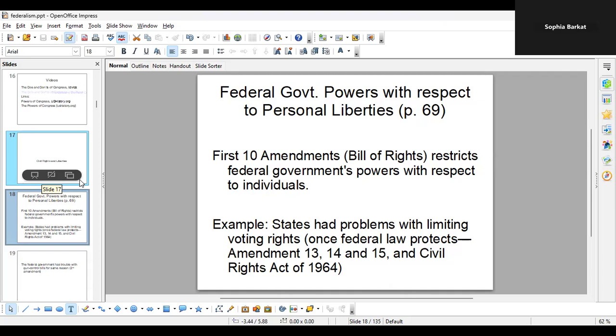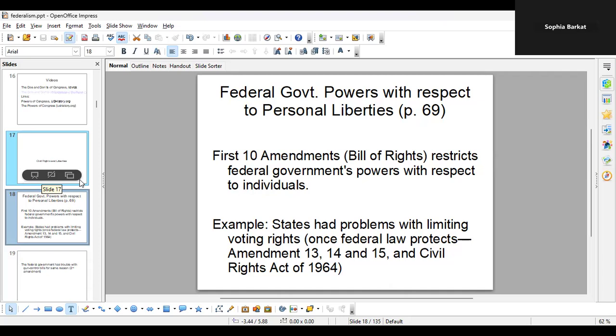But the goal of the US Constitution and forming this new country was to make sure that individuals had rights as well, right? And so the 10 amendments to the US Constitution, the first 10, are the Bill of Rights, and they restrict government powers with respect to individuals. So this is the federal government's power being restricted, but you will see that state governments also have to follow this rule. So let's take a look.